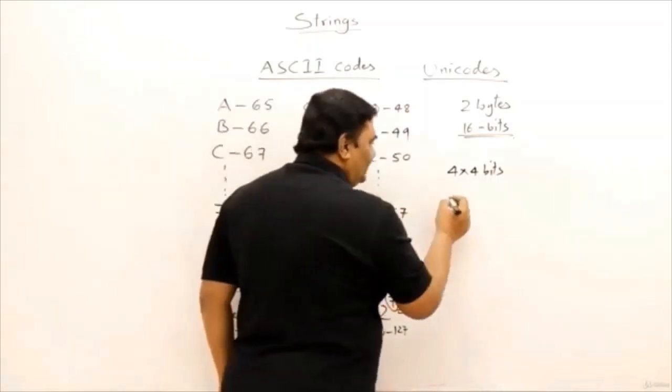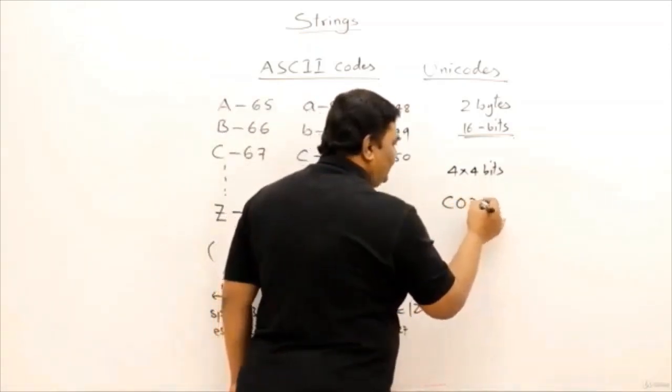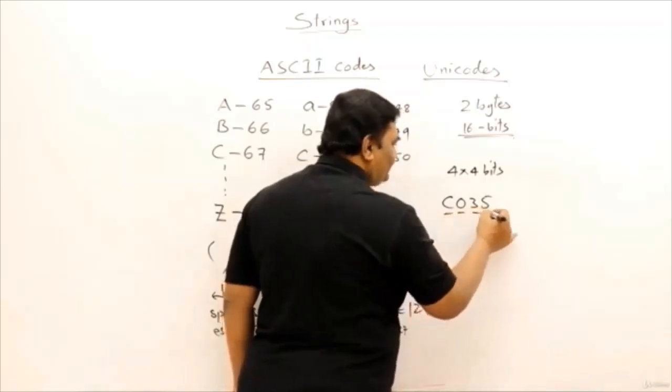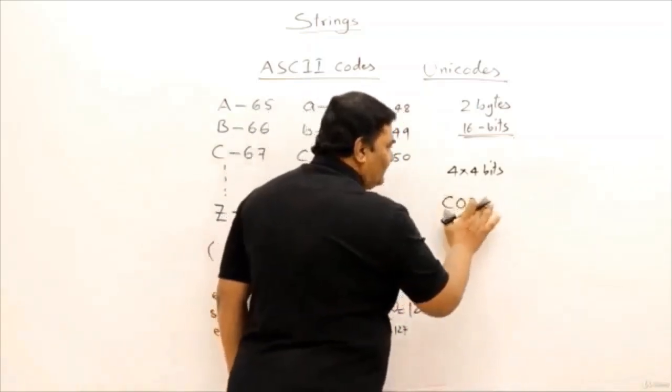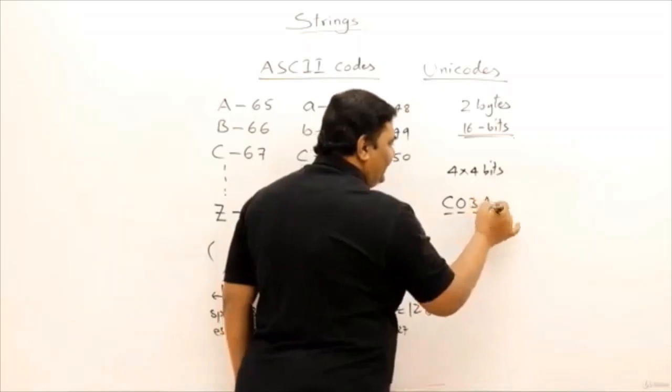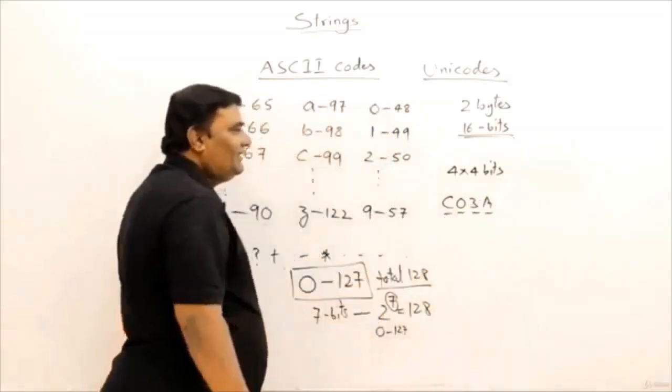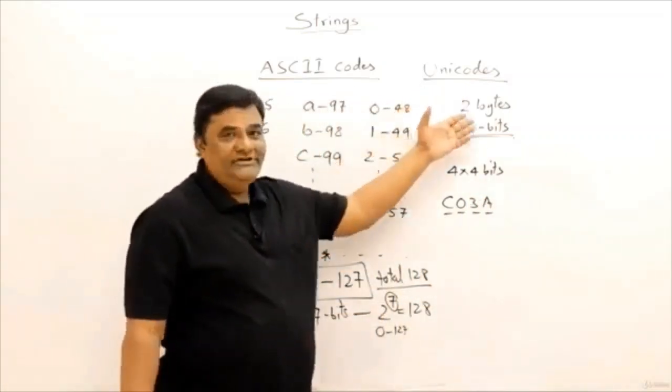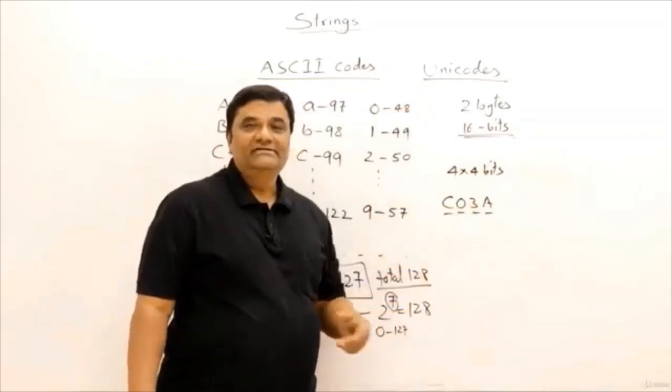For example, C035. So these are 4 digits of hexadecimal. Or C03A. So this is also 4 digits of hexadecimal. So Unicodes are represented in the form of hexadecimal.